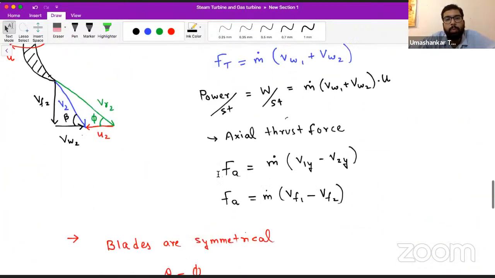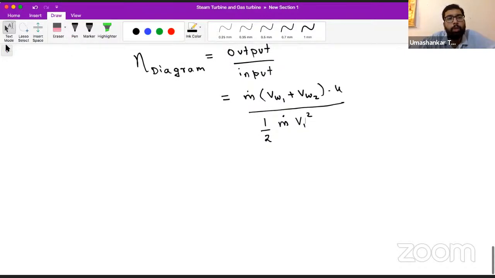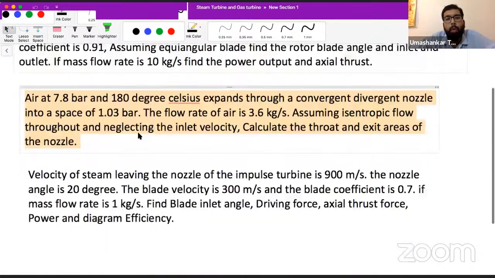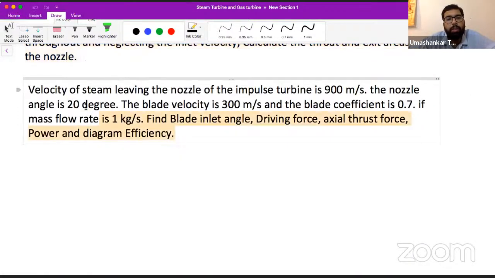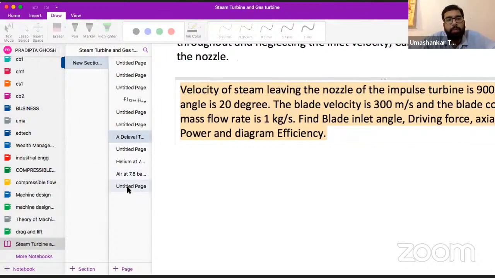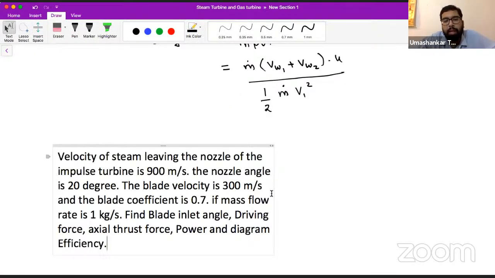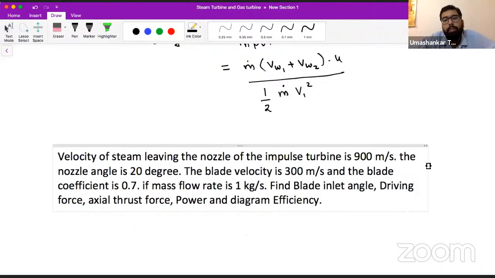And here we can solve some questions, so that we have an idea of how we can find all these things. So let us do firstly this question, so that we have the idea about how we deal with the impulse turbine problem. You may start solving this question, those who are live in this lecture.